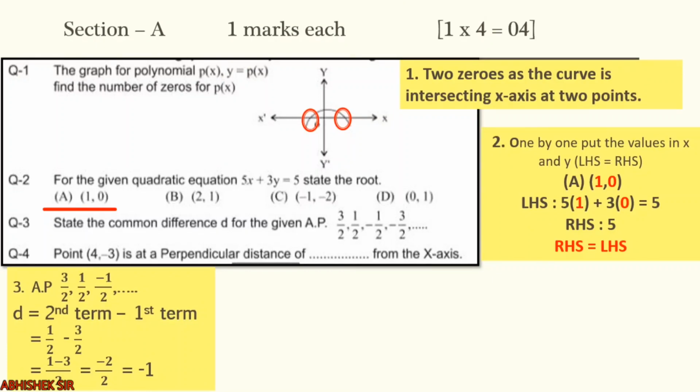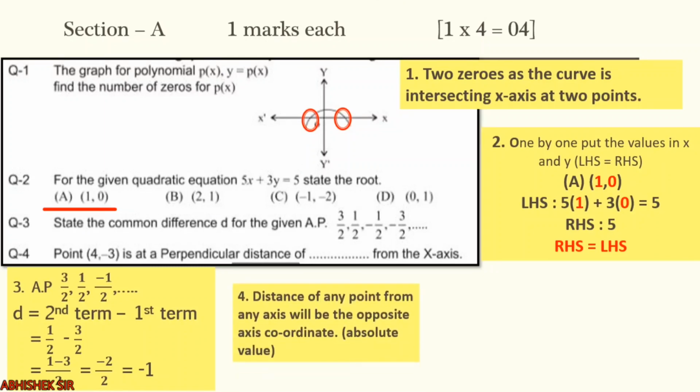Now moving on to question number 4. It is a very tricky question. The point (4, -3) is at a perpendicular distance of dash from the x-axis. So here what shall we do? We shall follow this small self-made rule I am telling you. The distance of any point from any axis will be the absolute value of the opposite axis coordinate.